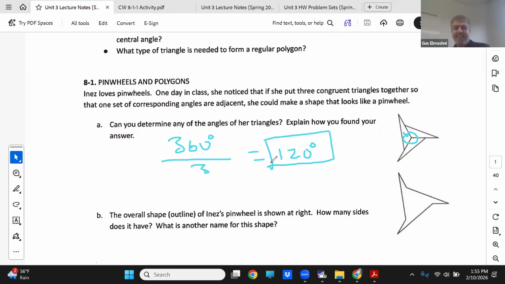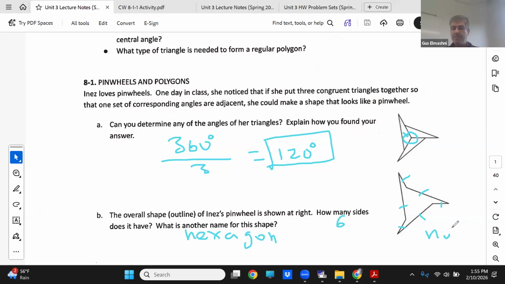Now, overall, the outline of her pinwheel shown at the right, how many sides does it have? If we count 1, 2, 3, 4, 5, 6, this is a hexagon. There's six sides, but it's kind of a fun hexagon, right? Just call it hexagon. It's fine. No, this is not regular.